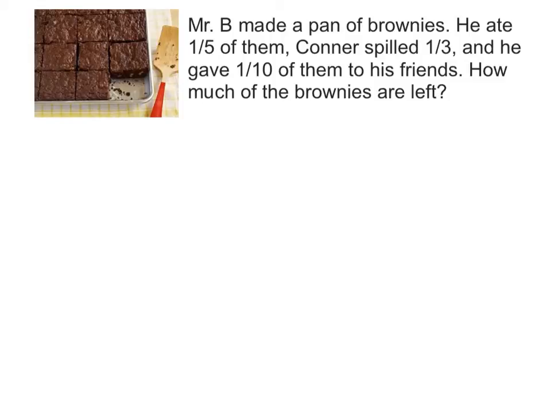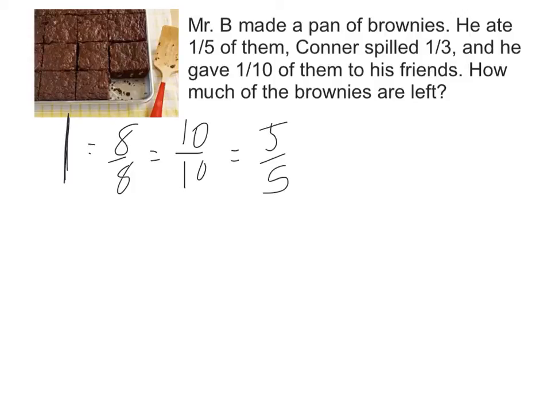Now, one thing you might notice is that it doesn't say how many brownies I started with. Like, it doesn't say the pan had 24 brownies, or 36, or 12 brownies. It just says that I made a pan of brownies, which means that I started with one pan. And with one, we can represent that as 8/8, we can represent that as 10/10, we can represent that as 5/5. However, we can't just pick what we want that one to be. We need to figure out what that needs to be.